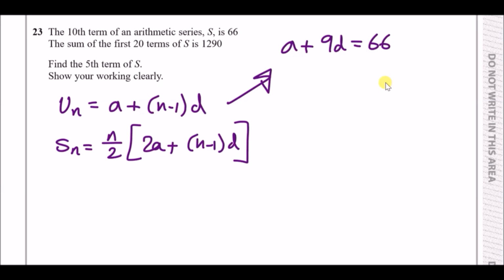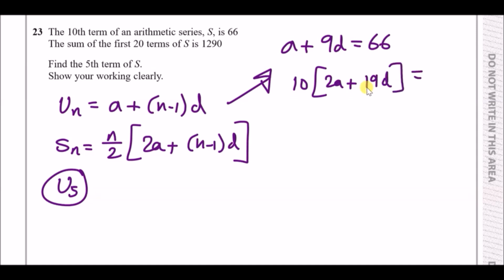And we know that the sum of the first 20 terms, so S20, so we're going to have 20 over 2, which is 10, times 2 times a. And here, since n is 20, it'll be 20 minus 1 d, so it'll be 19d. And it must equal 1290. Okay, and just to simplify further, if you divide 10 across, you'll be left with 2a plus 19d equals 129. Alright, so what do we do next from here?